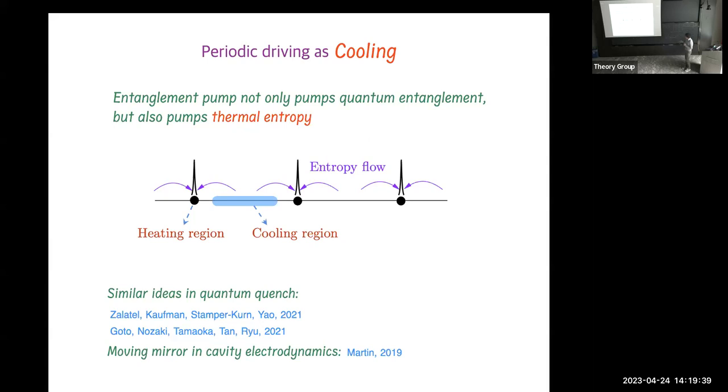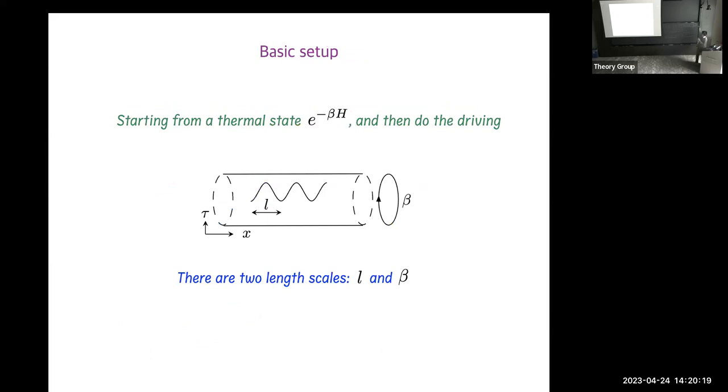Before I go to the next slide, I will mention some similar ideas were recently considered in some other systems, in some gapped quantum systems, but in a single quantum quench. It's also considered in some moving mirror problem. The setups are different, but the idea is quite related. Roughly, we are moving the thermal entropy from one place to the other place, so then we can use this to realize the cooling.